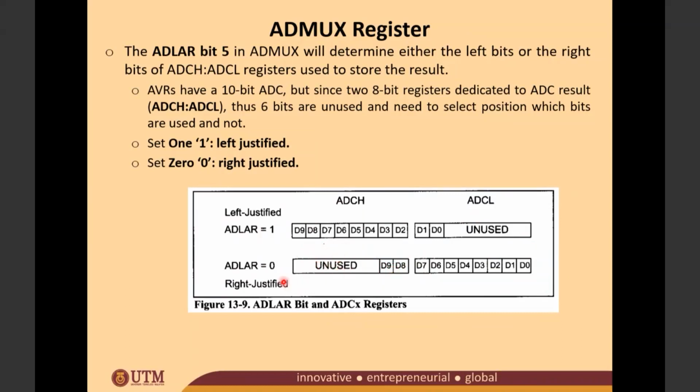Okay, most of the time we're going to use ADLAR equal to 0, which is right justified. Unless you're going to change to left justified, then you need to put a setting: give a 1 to your ADLAR inside your ADMUX register.